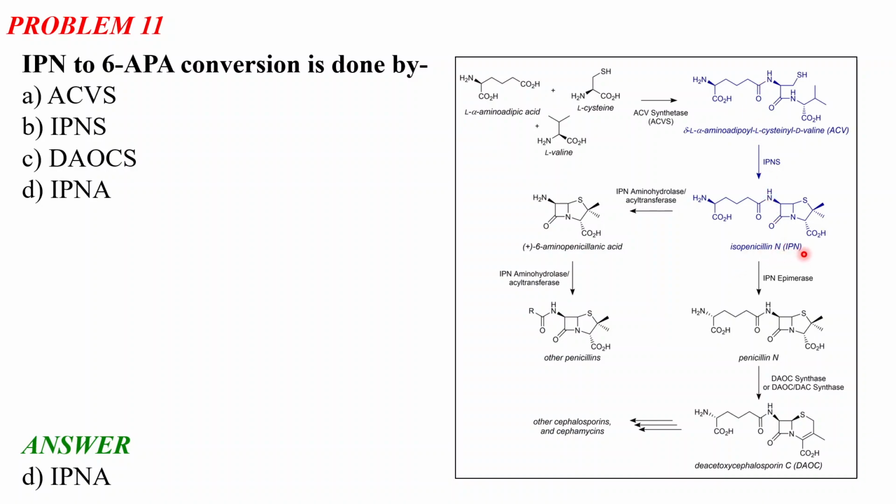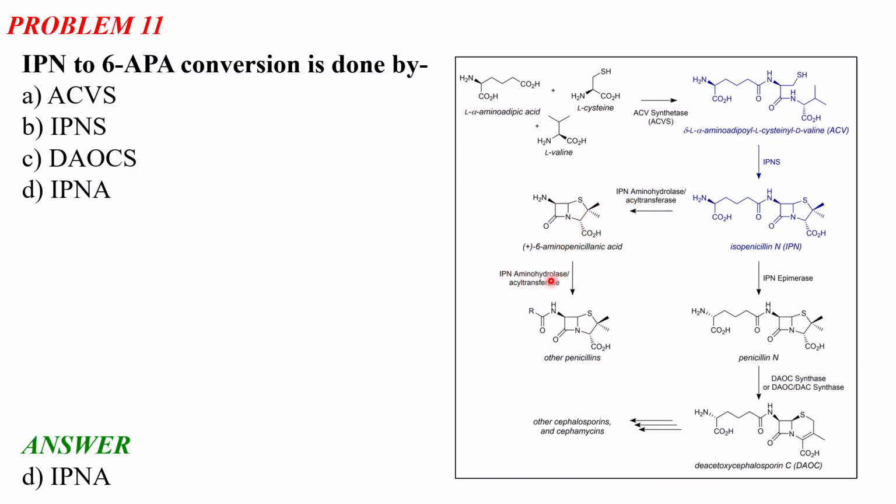Then we have the IPN, which is isopenicillin N. Isopenicillin N is formed from ACV by the enzyme IPNS, which is the IPN synthetase. And then IPN amino hydrolase or acyl transferase is the enzyme which converts IPN to 6-APA, which is 6-aminopenicillanic acid. So the enzyme which takes part in the conversion of IPN to 6-APA is the IPN aminohydrolase or acyl transferase, which is abbreviated as IPNA.